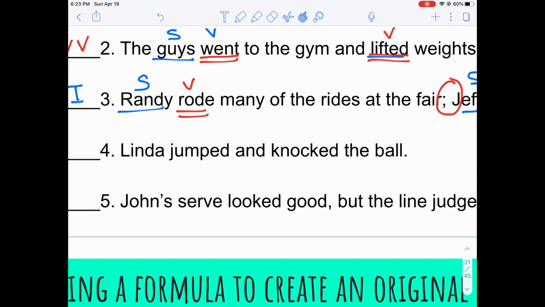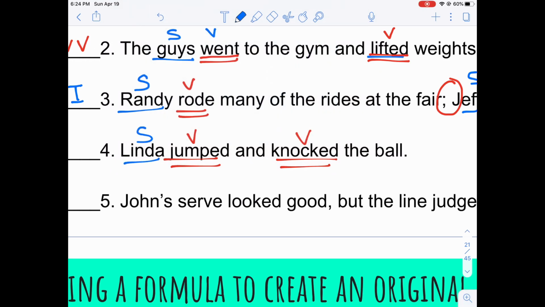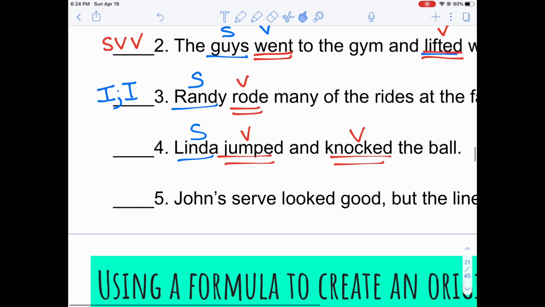Linda jumped and knocked the ball. Is there any mid-sentence punctuation? No. So this again is a simple sentence. Let's figure out what kind. Linda jumped and knocked the ball. Jumped is a verb, and knocked. Who jumped and knocked? Linda. I have an SVV.